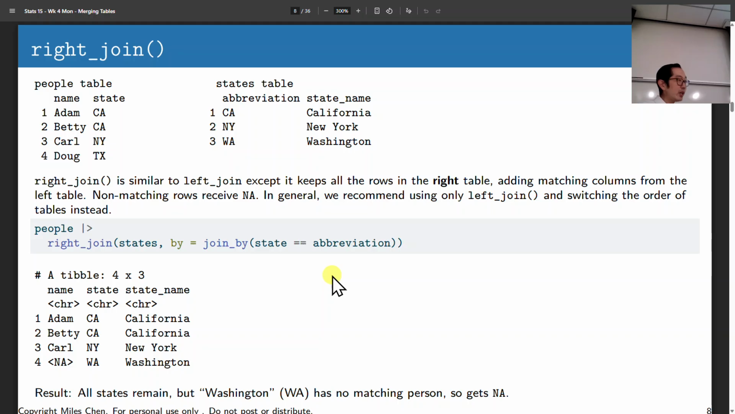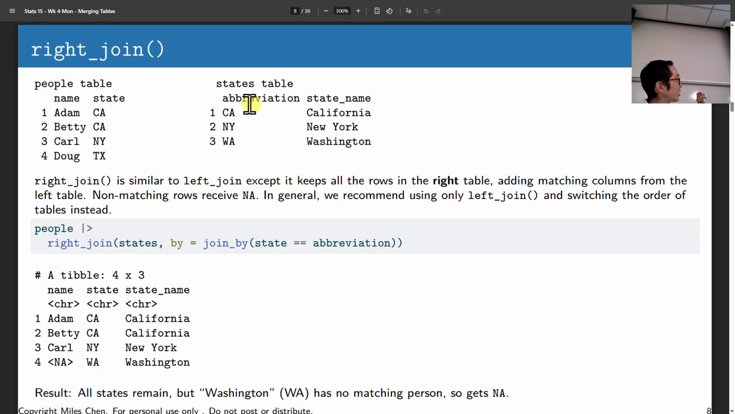Okay? We have something called a right join. Right joins are generally not recommended, but let me just illustrate how this works. So we have people right join states. The right join says, hey, keep everything in the states table and then find matches in the people table. Okay, so start with the right-hand side table and find matches in the left-hand side table. So here, we're going to say join by state equals abbreviation. So same kind of idea here.